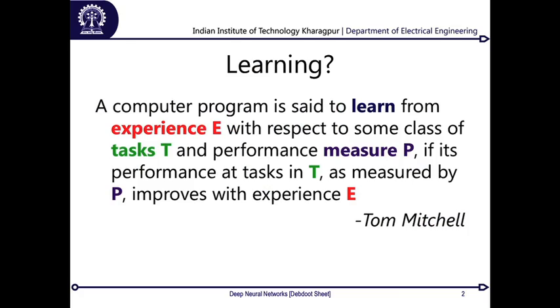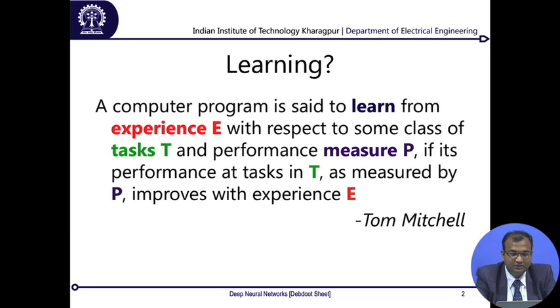The definition which Tom Mitchell puts down is quite simple. He says that a computer program is said to learn from experience E with respect to a certain class of task T and performance measure P, if its performance at task T, as measured by P, improves with experience E.